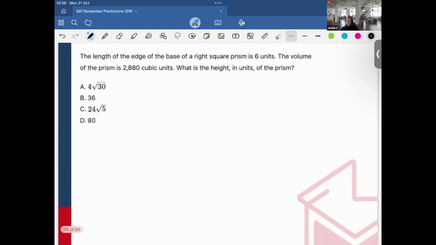The length of the edge of the base of a right square prism is 6 units. The volume of the prism is 2,880 cubic units. What is the height of this prism? Okay, so a right square prism, well, the face will be square. It's basically a rectangular prism. So imagine a rectangular prism. However, the bases are squares. Well, that's a rough sketch.